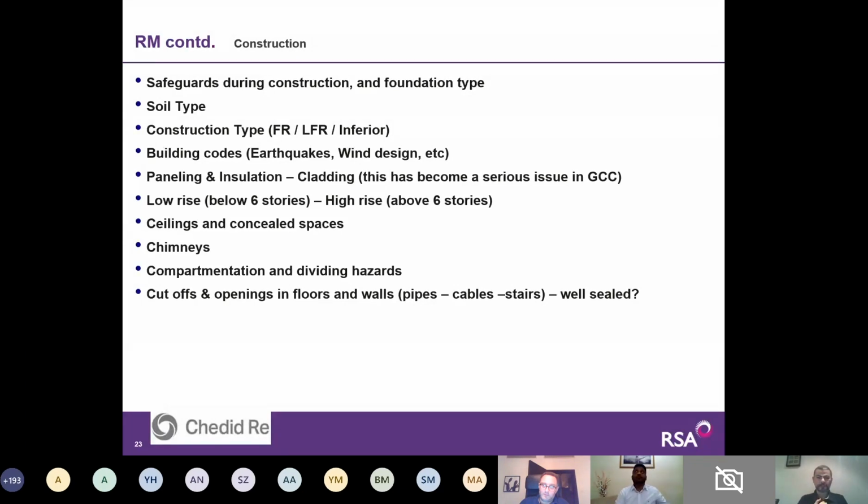Jeddah, the soil is rock. Dubai, the soil is sand. So from the history we know, from our studies we know. So high-rise building, which safeguards did you take during the construction phase? What kind of foundation do you have? This is a high rise.